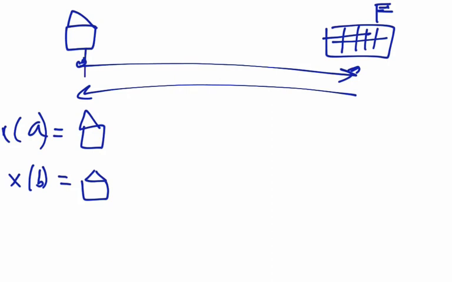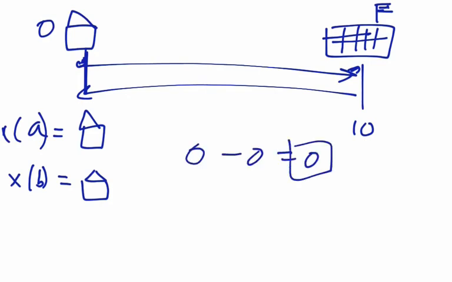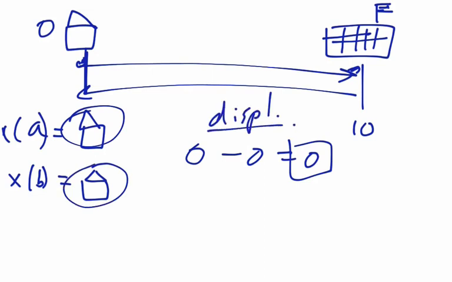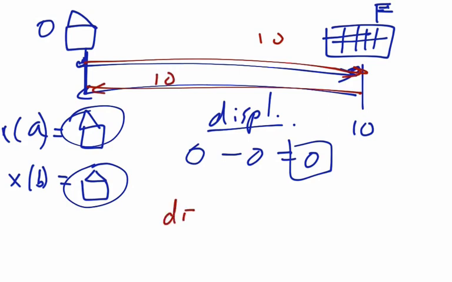Let's say my home is at 0 and my school is at 10, because it's 10 miles away. My displacement would be 0 minus 0, which is 0, which is kind of weird because I went to school and I came back. But my displacement is how far I moved from my original starting spot. I started and ended in the same spot, so my displacement is 0. Well, what is the thing that would be 20? I traveled 10 miles to school and 10 miles back. That thing is called distance, and the distance that you went is 10 plus 10, which is 20.